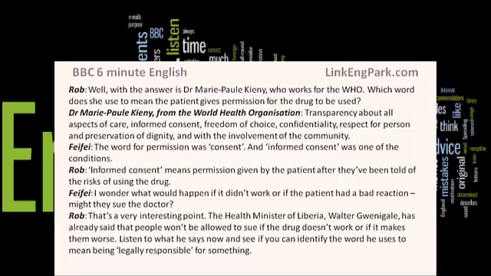The word for permission was consent, and informed consent was one of the conditions. Informed consent means permission given by the patient after they've been told of the risks of using the drug. I wonder what would happen if it didn't work or if the patient had a bad reaction. Might they sue the doctor? Well, that's a very interesting point. The Health Minister of Liberia, Walter Gwenigale, has already said that people won't be allowed to sue if the drug doesn't work or if it makes them worse.